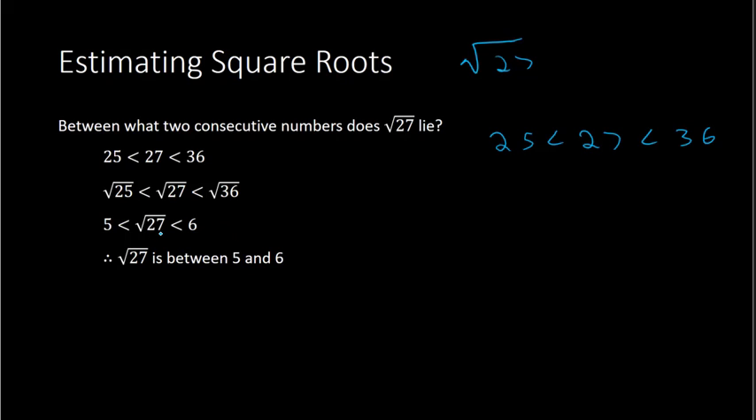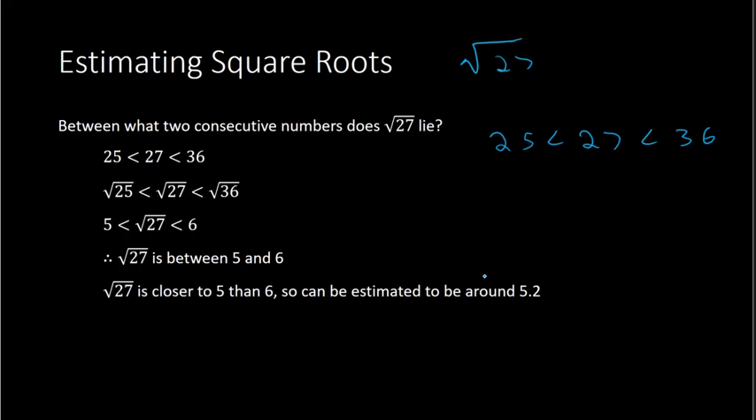Well, notice 27 is closer to the 25 than to the 36. All right, so we know that our answer is going to be closer to 5 something, so 5 point something. So we can estimate this to be maybe around 5.2 or 5.3 because it is closer to the 25 than the 36.